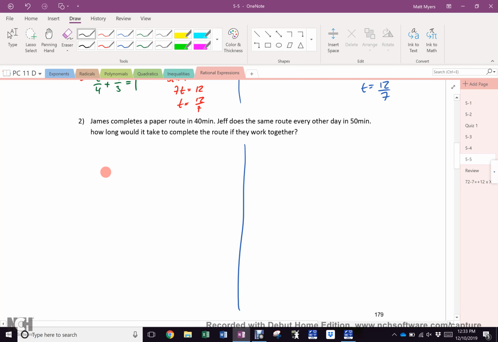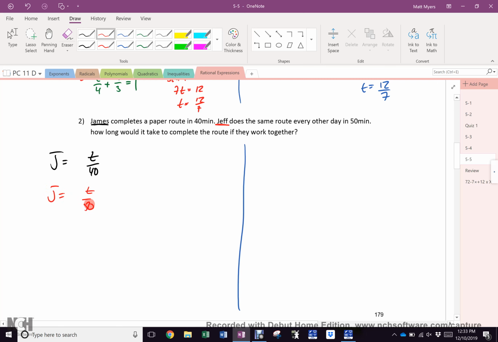In the first method, what fraction of the paper route does James complete in 1 minute? 1/40th, right? So James is going to be t over 40. Because a certain amount of time divided by 40, yes? Oh, that's a pain. Fine. Black and red. What's Jeff's time? T over 50, right?